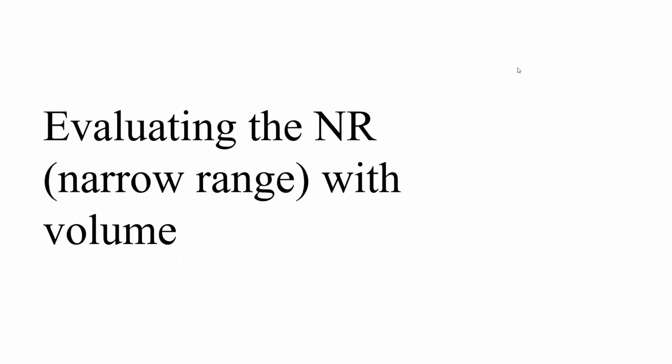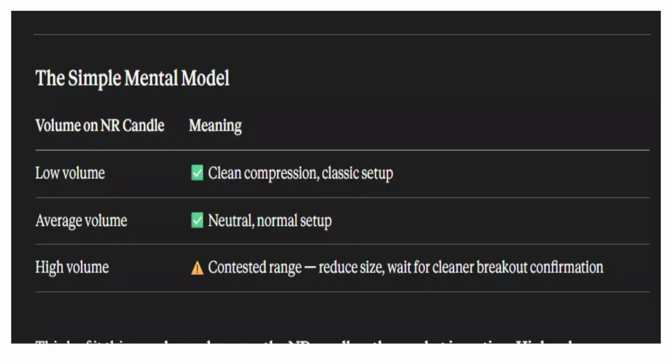So we put it on the chart. Now we're going to evaluate, first off, narrow ranges with volume. How do we do that? So here's the mentality we need to have. When we're looking at a narrow range with the NR7 indicator, if there's low volume for the whole candle, that's actually good. That means there's nice, tight compression, a classic setup. If there's average volume, it's neutral, it's fine. But if there's high volume, lots of candles above average, we don't like to see that.